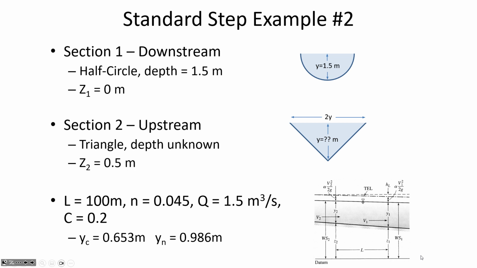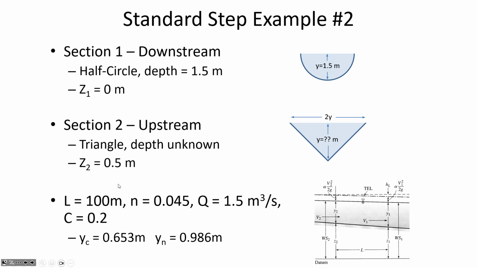Here in this example, at the downstream location you can see it's circular with a flow depth of 1.5 meters. And then upstream we know it's triangular in shape, and so the top width is 2 times the depth of flow. And we've got some information about the distance between section 1 and section 2. It's 100 meters apart. The Z1 and Z2 refer to the elevation of the bottom of the channel. So from that we could understand what the slope of the channel is. If we know how much the delta Z is and the distance between them, we could calculate the channel slope.